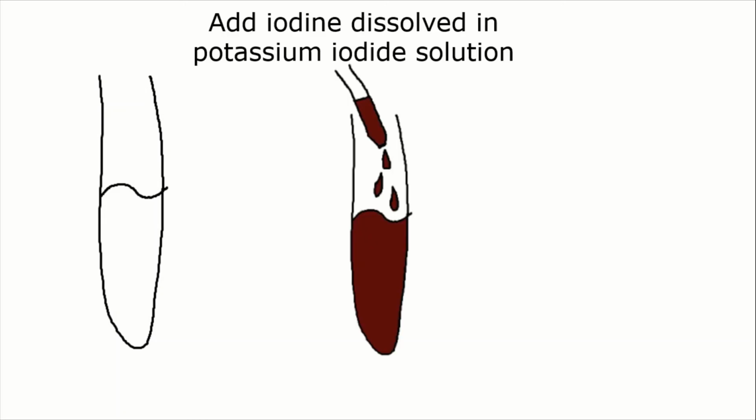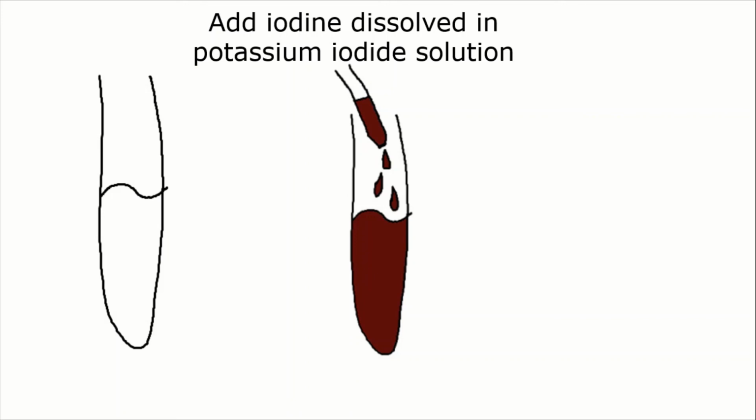So to test if starch is present in a solution, we take a sample of the solution that we want to test, and we add iodine dissolved in potassium iodide solution. Bit of a mouthful, but you must say iodine dissolved in potassium iodide to get the marks. As we all know by now, A-level biology is very strict on their marking and their mark scheme, and so you must write that specific term in order to get the marks.